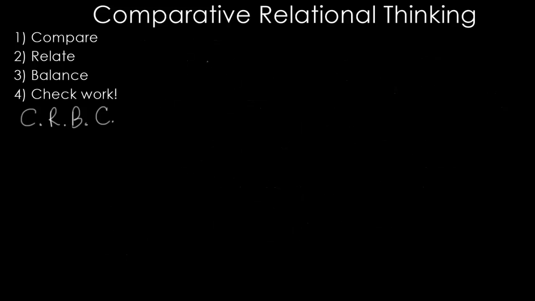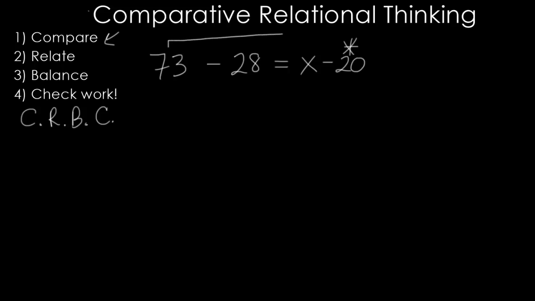Let's do one more. Last one here. So 73 minus 28 equals x minus 20. Where do we start? Compare, right? What are we going to compare? Here we go, right? Remember, order matters, our choice matters. So the 73 is going to line up with the x, and this 28 is going to line up with our 20. Okay, so we need to compare the 20 with what? With our 28. Okay, so this is our compare.